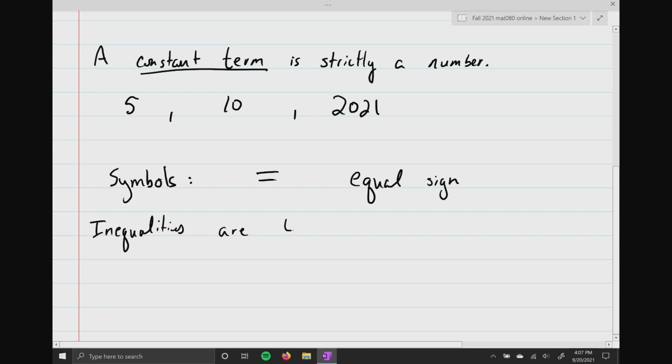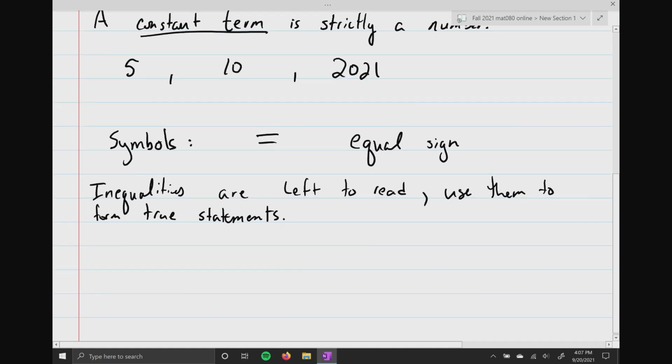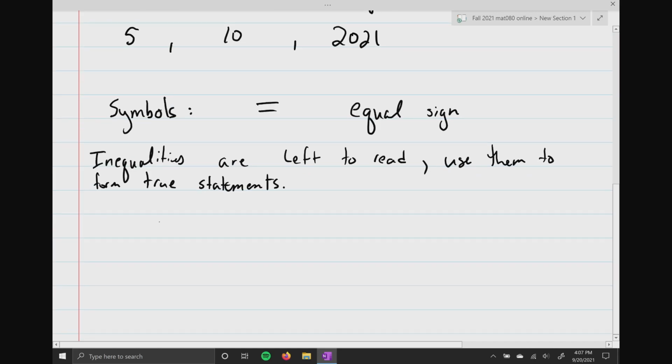are read left to right, and we use them to form true statements. Okay? So here are the inequality symbols. The first one is that symbol, and it means less than.